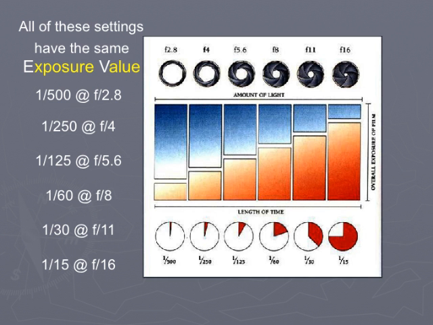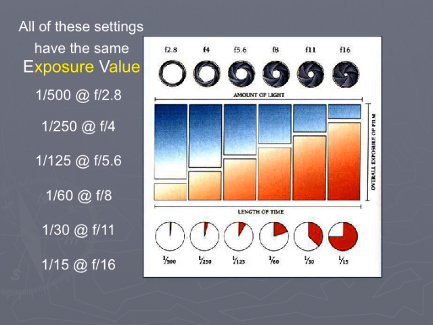All right, and this little chart kind of shows how we can break up the total amount of light. We can use either a short shutter speed and a wider open aperture, or a longer shutter speed and a smaller aperture to be able to get the same exposure overall in our photographs.